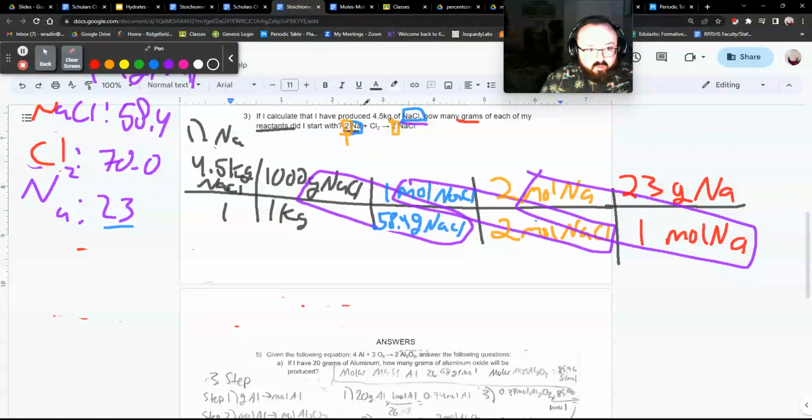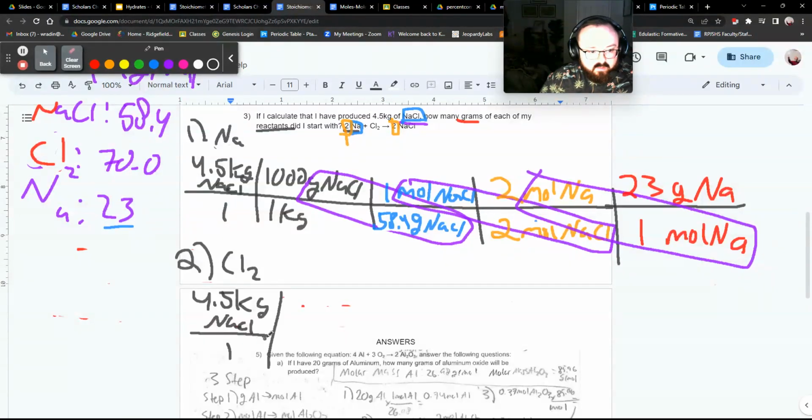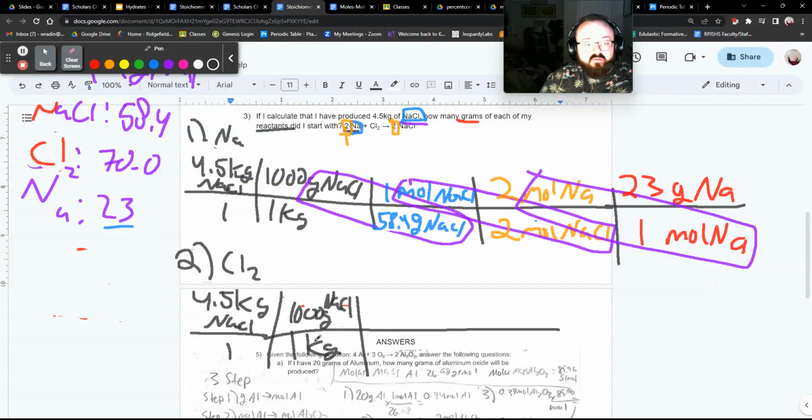But now I wanted both reactants, so I'm going to convert this and I'm going to do it for Cl2. So the setup actually starts the same. 4.5 kilograms of NaCl. I'm going to set this all up. 1 kilogram, 1,000 grams NaCl. The setup starts the same. And actually, it starts the same here again. 1 mole of NaCl and 58.4. Look at me getting it right. Grams of NaCl. Starts the same.